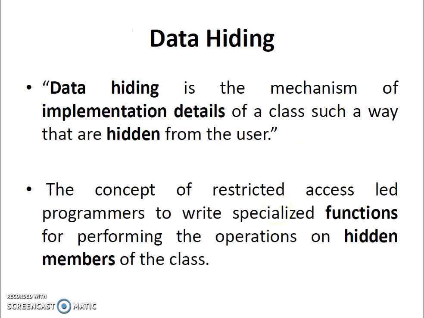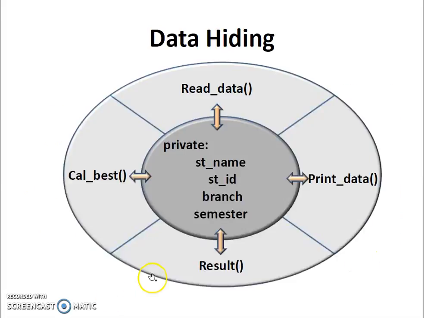Next, what is data hiding? Data hiding is the mechanism of hiding the implementation details of classes in such a way that they are hidden from the user. The concept of restricted access leads the programmer to write specialized functions for performing operations on the hidden members of the class. This is called data hiding.